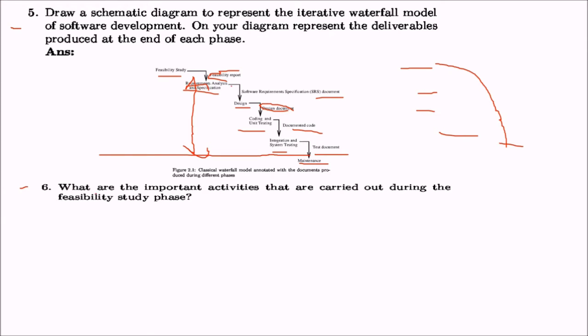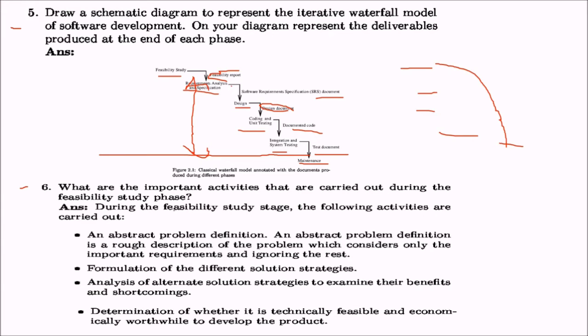Sixth question is, what are the important activities that are carried out during the feasibility study phase? In the feasibility study phase, first we have to give or know the abstract problem definition, which is a rough description of the problem which only considers the important requirements and ignores the rest. So important requirements are being collected here. Then we formulate different solution strategies, then examine the alternate solution strategies for their benefits and shortcomings, and finally determine whether it is technically and economically feasible and worthwhile to develop the product.